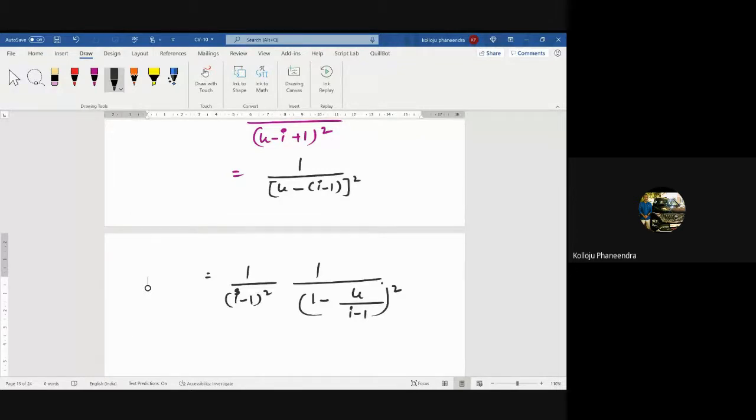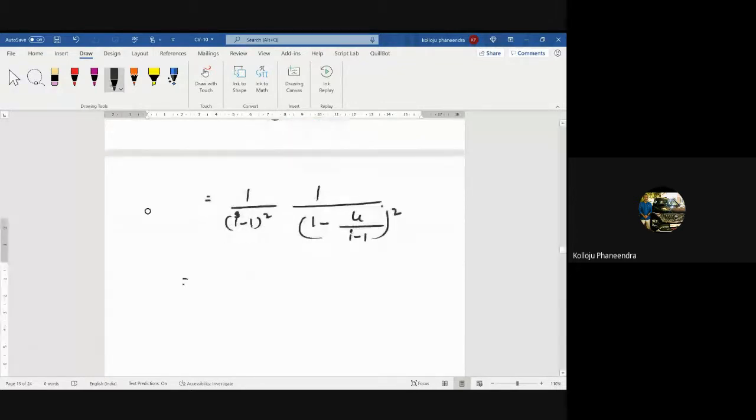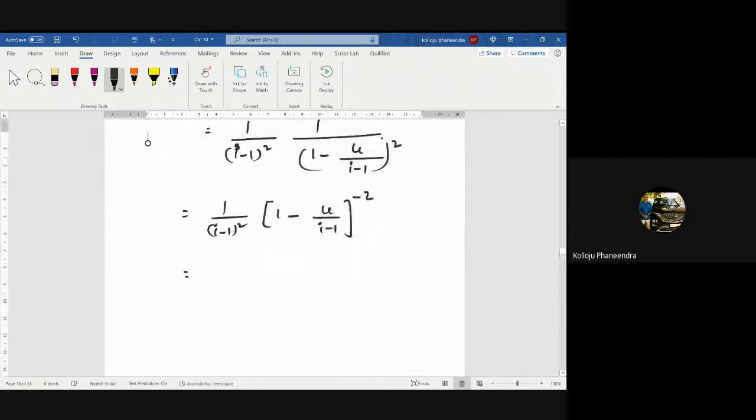Correct, right? So I will take this one to the numerator. 1 by (i minus 1) whole square, times 1 minus u by (i minus 1), whole to the power of minus 2. Any corrections? Right? Now, this I will write 1 by (i minus 1) whole square. What is this value? 1 by (i square plus 1 minus 2i).